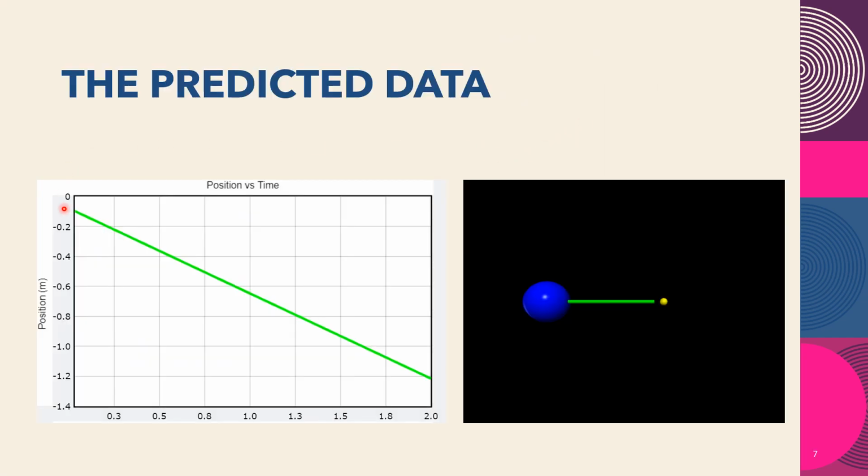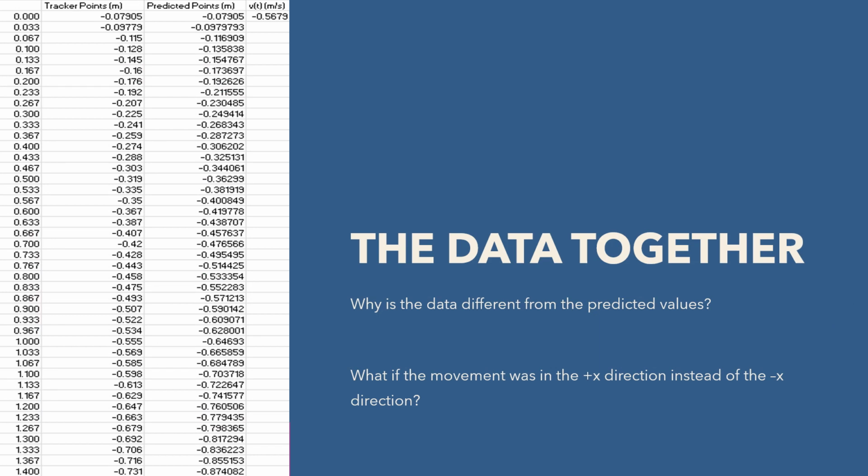Here's the charted data with it going in the negative x direction and the model going from here to here. And here are those two sets of points put into a chart side by side. However, the next slide will be most important.